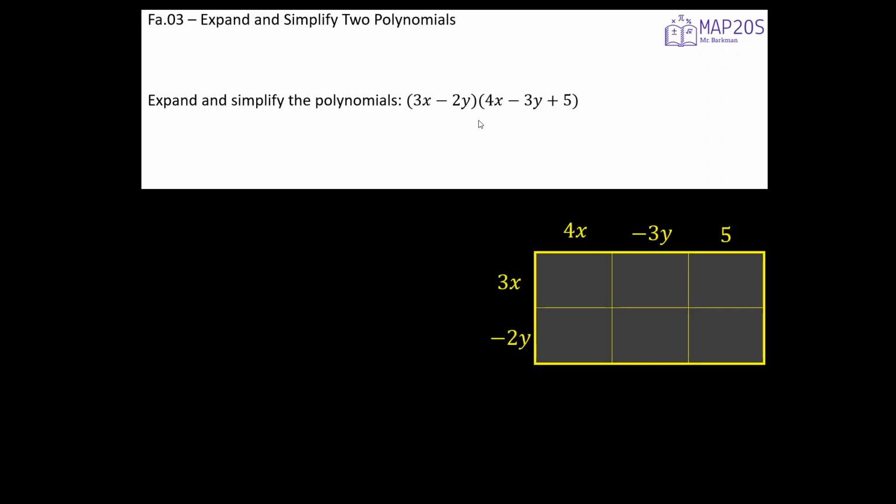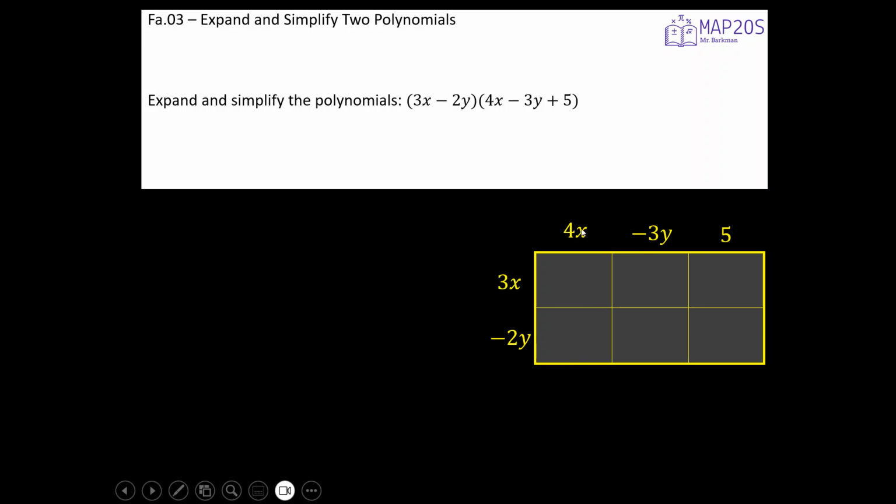Let's do another one here. Let's try this. So we have a binomial and a trinomial that we're going to multiply together. Again, I would recommend using the grid method. I like the grid method. It's kind of up to you. But in this case, it helps to organize our thoughts really nicely. So let's multiply them out.